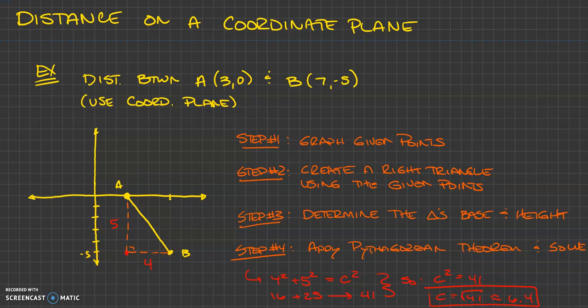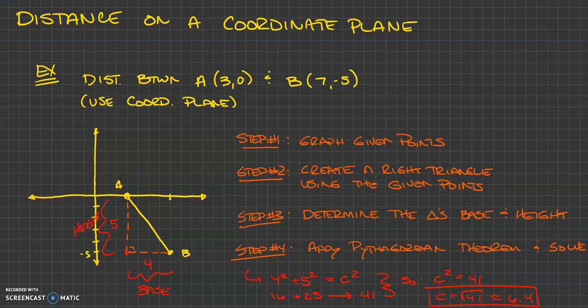Now, I don't need this coordinate location necessarily, but when I go to step 3, it says determine the triangle's base and height. And that is this. That's going to be the base. And this would be the height. We want to determine both of those. There's a couple of ways you can do that. If you draw it well, you can simply count.